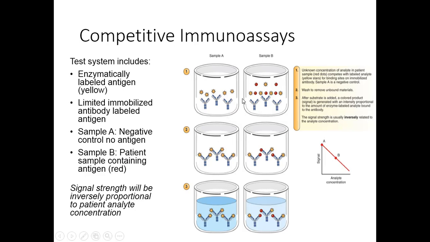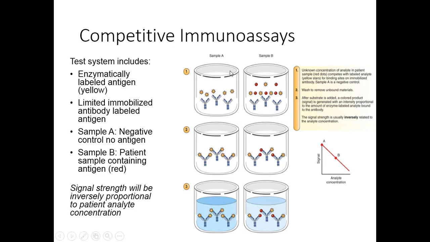Sample B, and the book always denotes red as the patient. So sample B shows us there's the enzyme-linked antigen, and there's the patient antigen. And you can see they're in the sample at the same time. They're going to be mixed together with that antibody, and we're going to let it rip and see what happens.